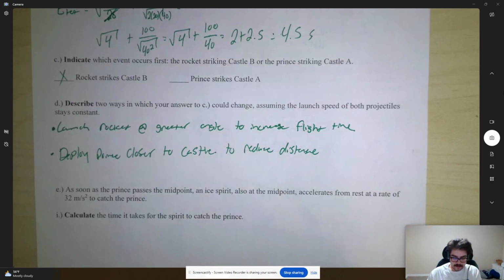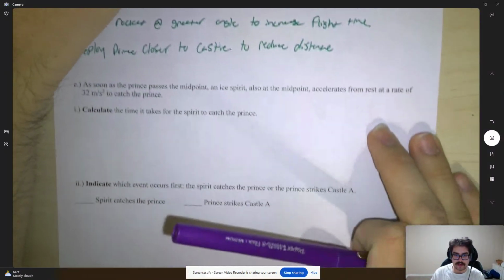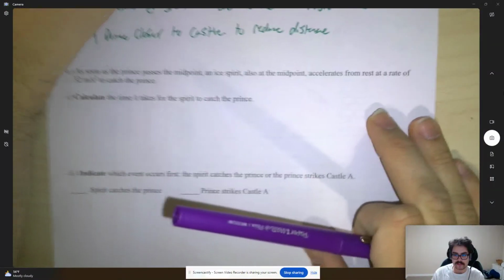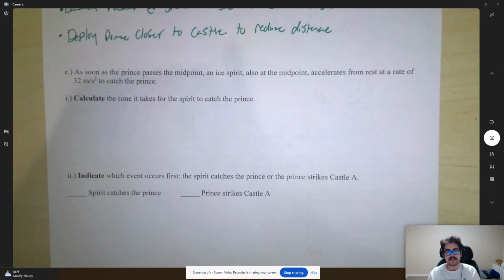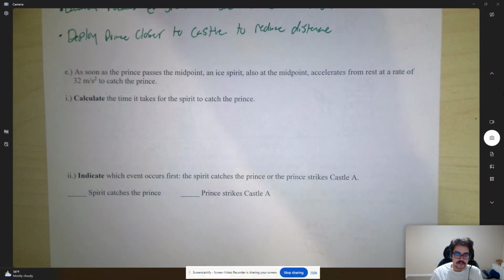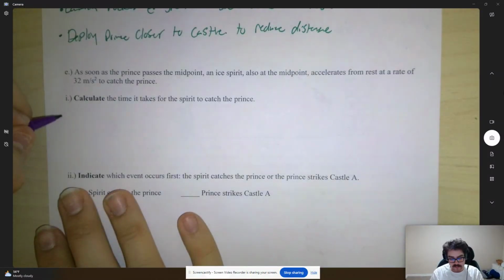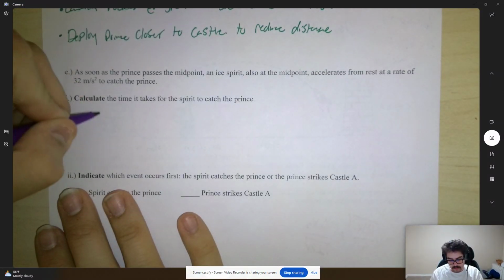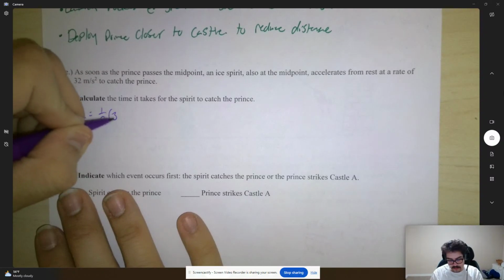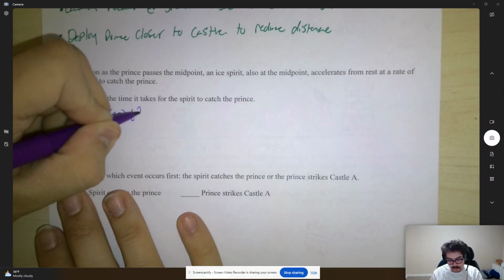All right. As soon as the prince passes the midpoint, an ice spirit, also at the midpoint, accelerates from rest at a rate of 32 meters per second squared to catch the prince. How much time does it take for the spirit to catch the prince? So this question is kind of turning into a pursuit problem, where their x positions should be equal to each other. So I'm going to say x of the spirit is equal to 1/2 times 32 times t squared.